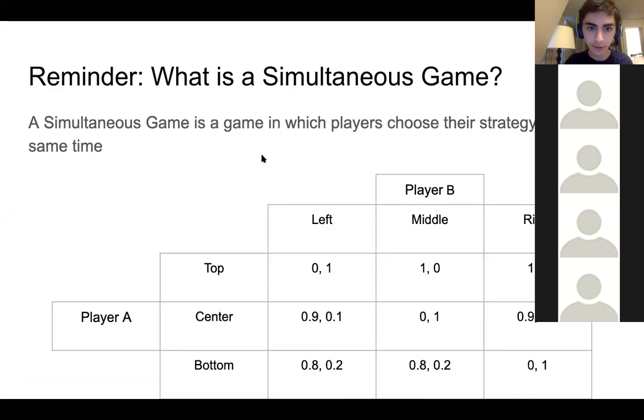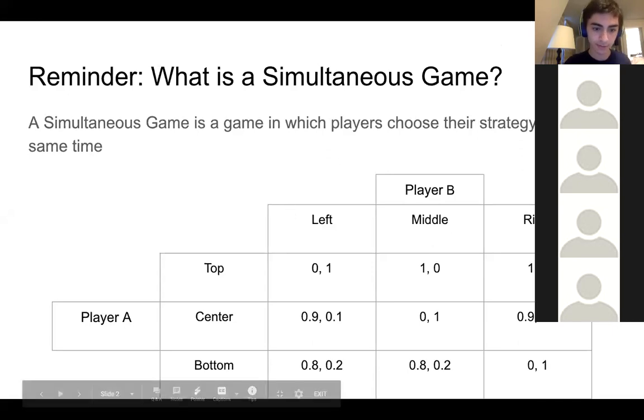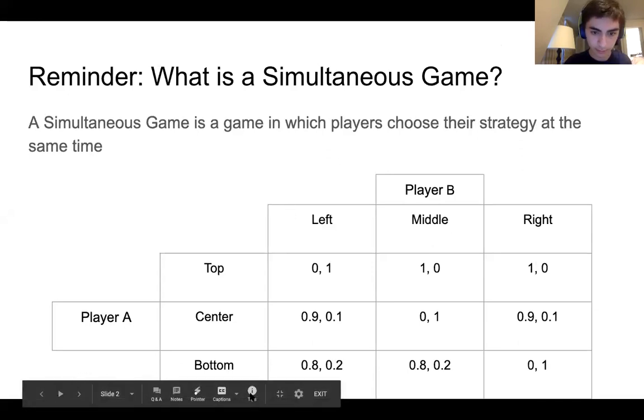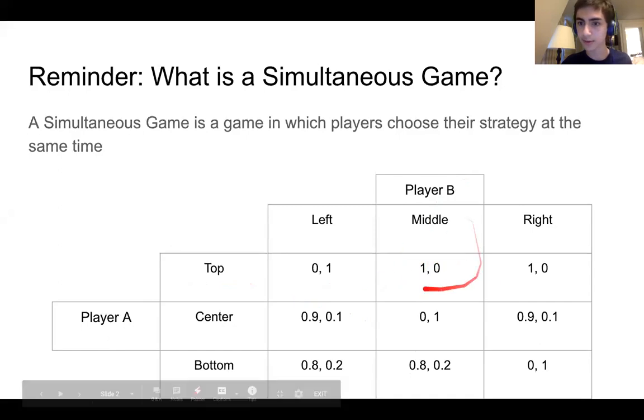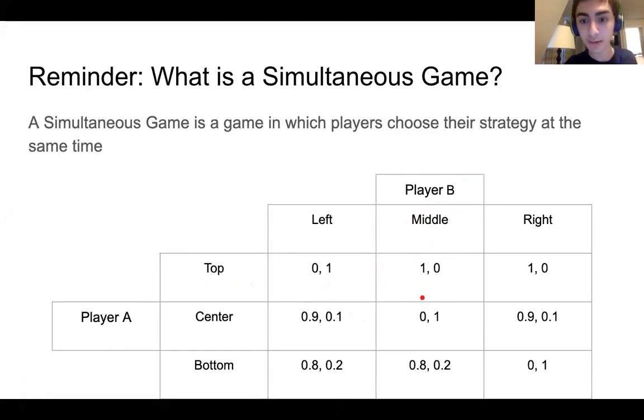There we are. Okay, so people who missed, this is more just for you. This is just a quick reminder of what a simultaneous game is, and you represent it in the form of a game table. So basically, if player A chooses, let me turn on my nice pointer thing. Player A can choose top, center, or bottom, and player B can choose left, middle, or right. And whatever they choose, like if player A chooses top and player B chooses middle, then the intersection is what occurs. So does everybody who missed understand this?